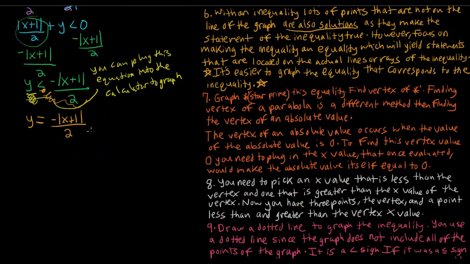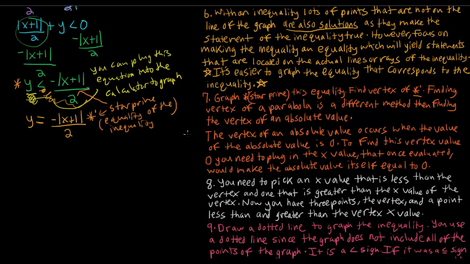Alright, so to graph this equality, we need to find the vertex of this right here, which we're going to call star prime, and we're going to call this one star just to separate the two. So we'll call this star prime, and this is the equality of the inequality, because this right here, star prime, is the equality of this inequality right here.